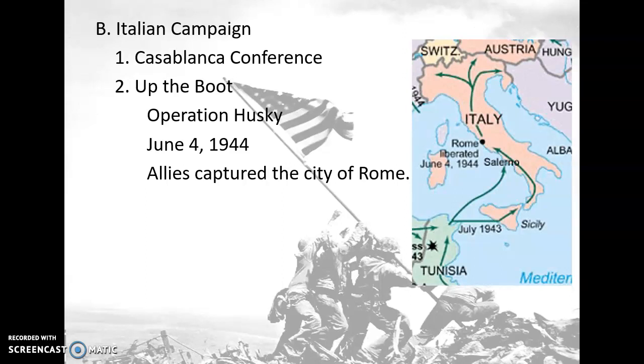Even with Italy's surrender, the Germans held firmly to northern Italy. The soft underbelly had become the rock-ribbed belly. For the remainder of the war, fighting will continue in northern Italy.